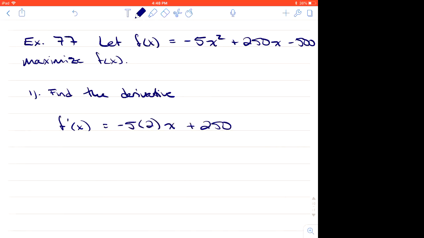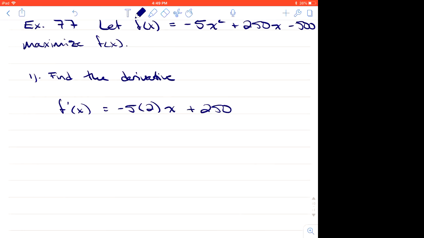No. Okay. That last number that's not attached to a variable just goes away by dropping the rest of the exponents. Because technically it's times x to the power of 0. X to the power of 0 is 1, but when you bump down, that power of 0 goes away. So it just goes away. So taking the derivative simplifies things, right? So now we have negative 10x plus 250.